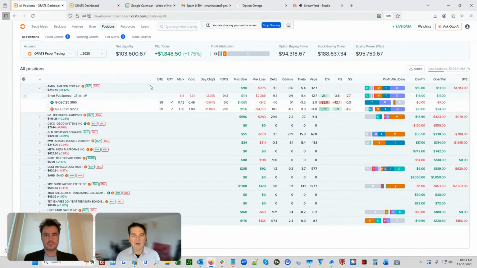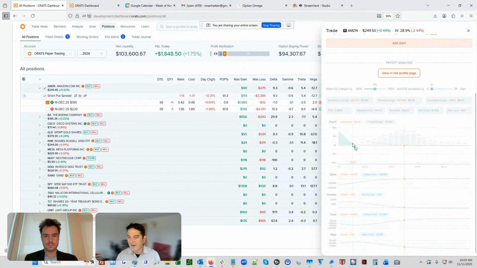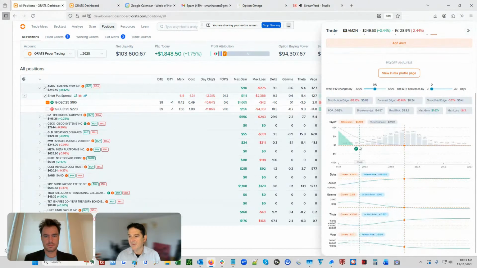So firstly, let's start with something kind of easy. So let's start with a long put. So here's a long put, way out of the money. Amazon's trading 250 in 39 days. You have the 195 put. You could see on this graph potentially that it's quite out of the money. So let's talk about what this graph is showing.